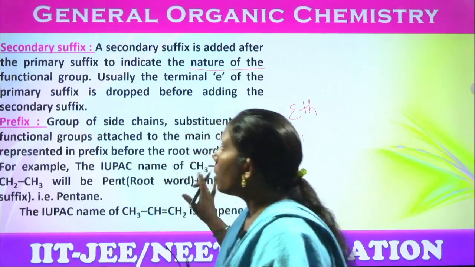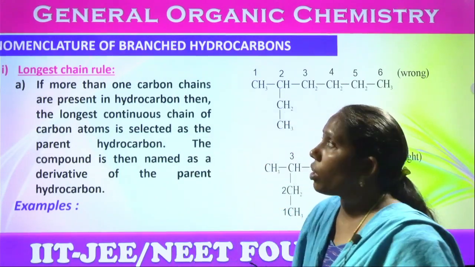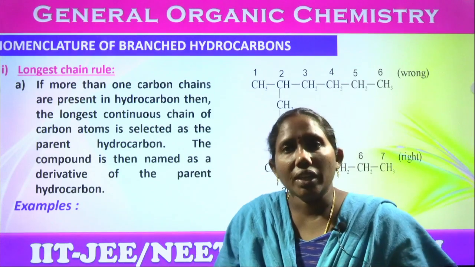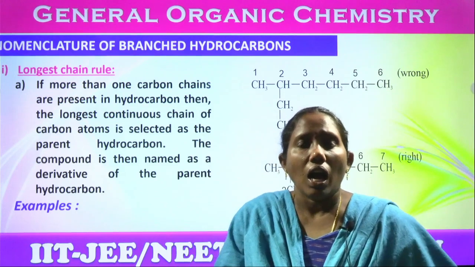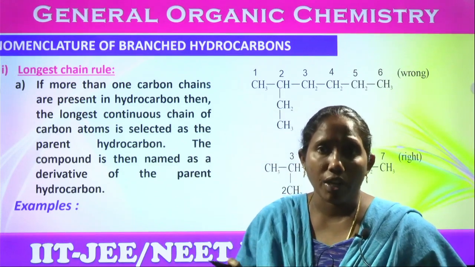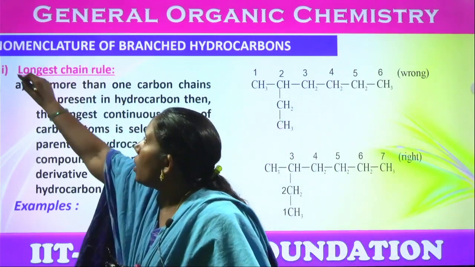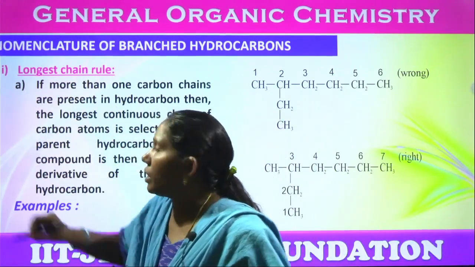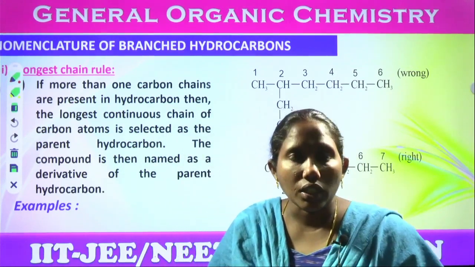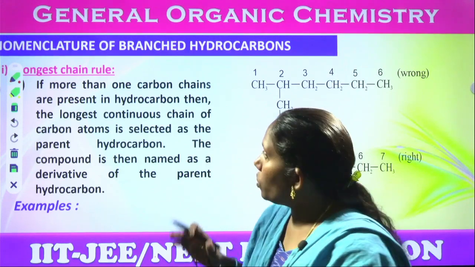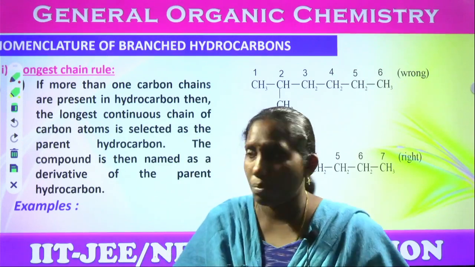So now come to the nomenclature of branched hydrocarbons. In the given compound, some branches are there. So how to name such type of compounds? Let us see here. First point, we have to choose the longest chain. In the given organic compound, we have to see the longest chain, meaning the number of carbons in the chain should be more.